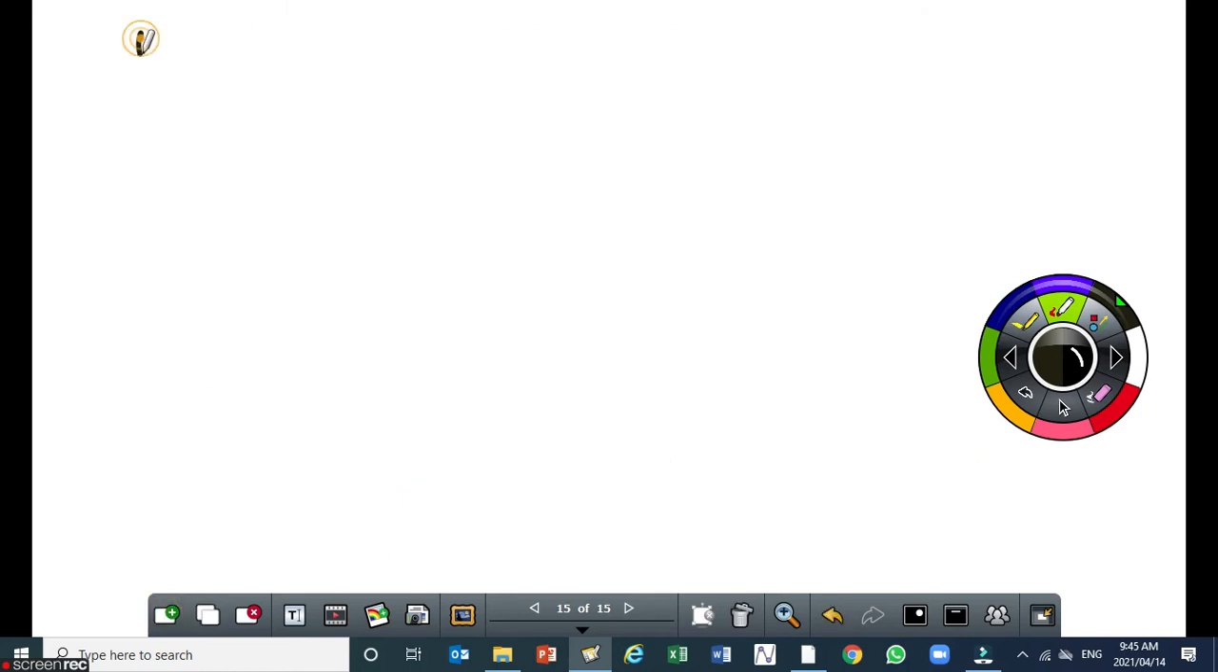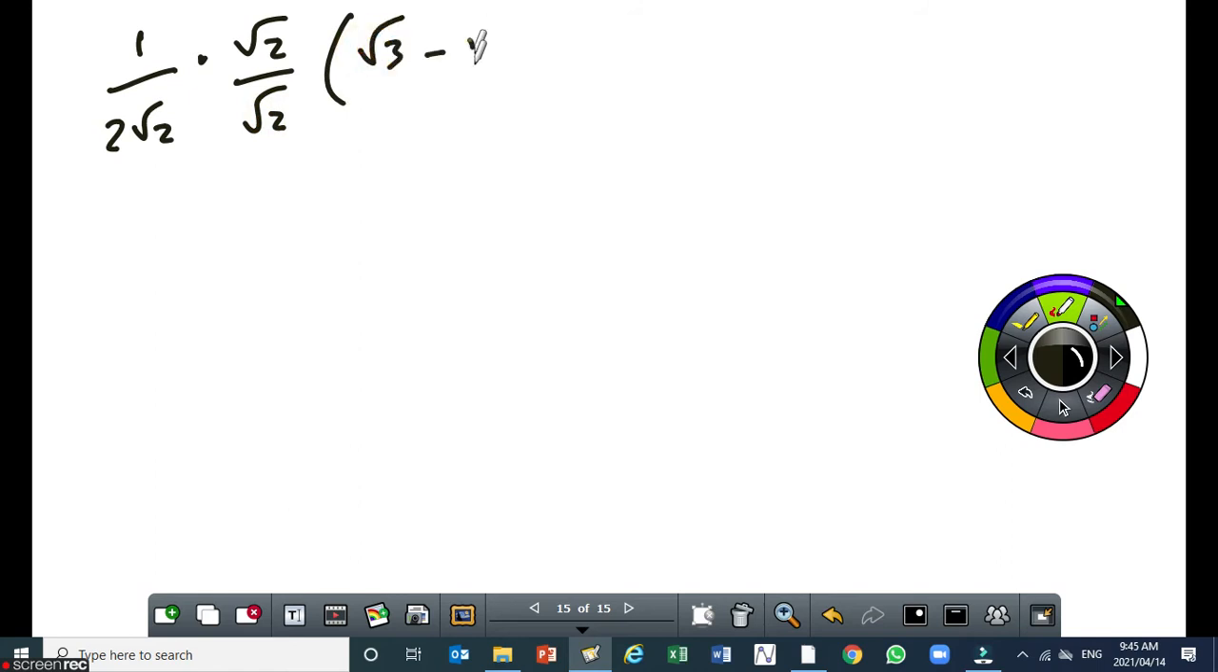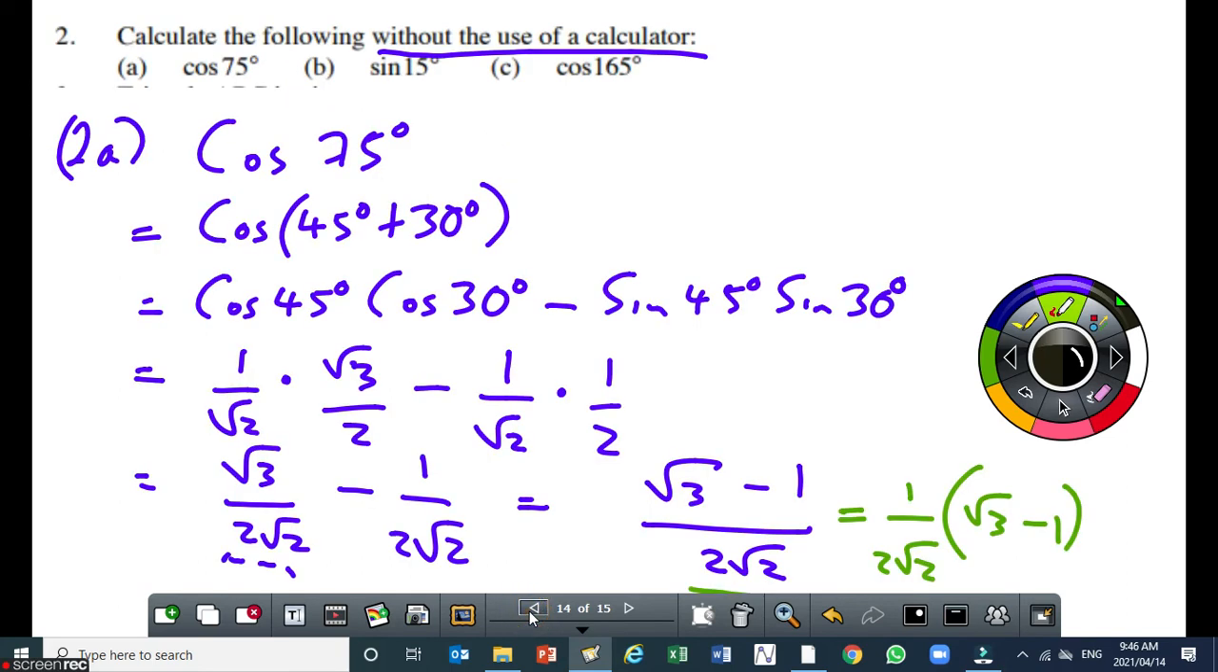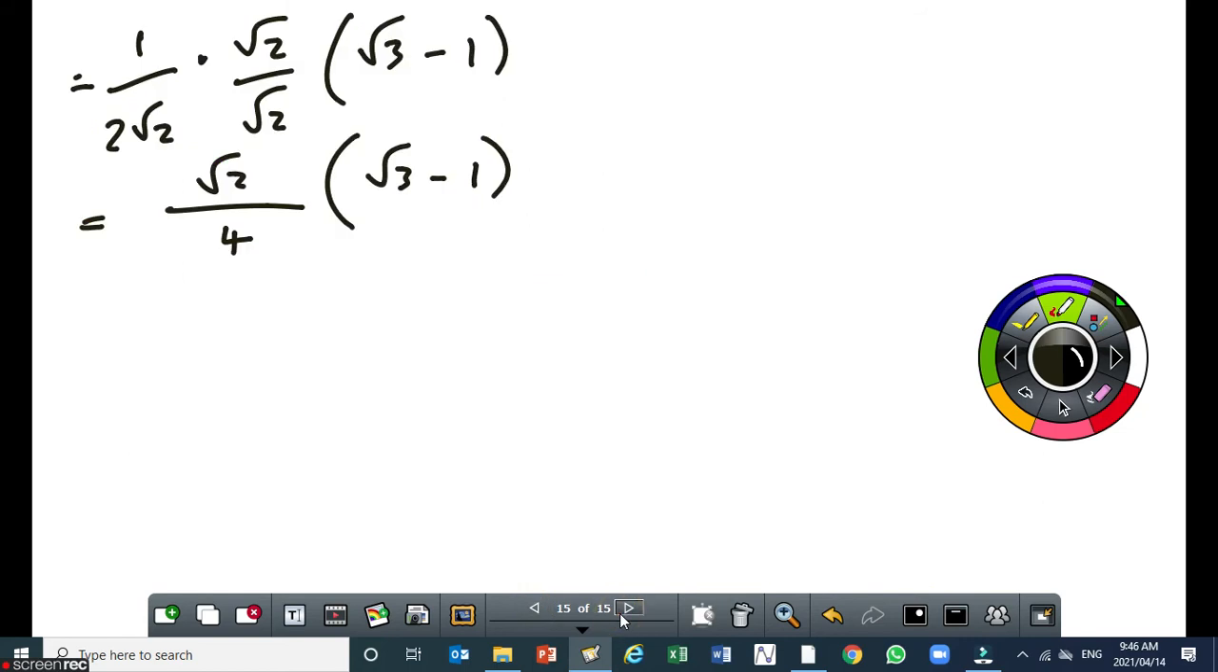So I can write it as 1 over 2 square root of 2 times, now here, I can multiply by root 2 over square root of 2, times square root of 3 minus 1. So what I'm doing is I'm just rationalizing, right? So I'll end up getting square root of 2 there over, that's 2 times 2 to give me a 4, times square root of 3 minus 1. So you could leave it like that as well. But I feel like stopping there is fine. But you could leave it like that.